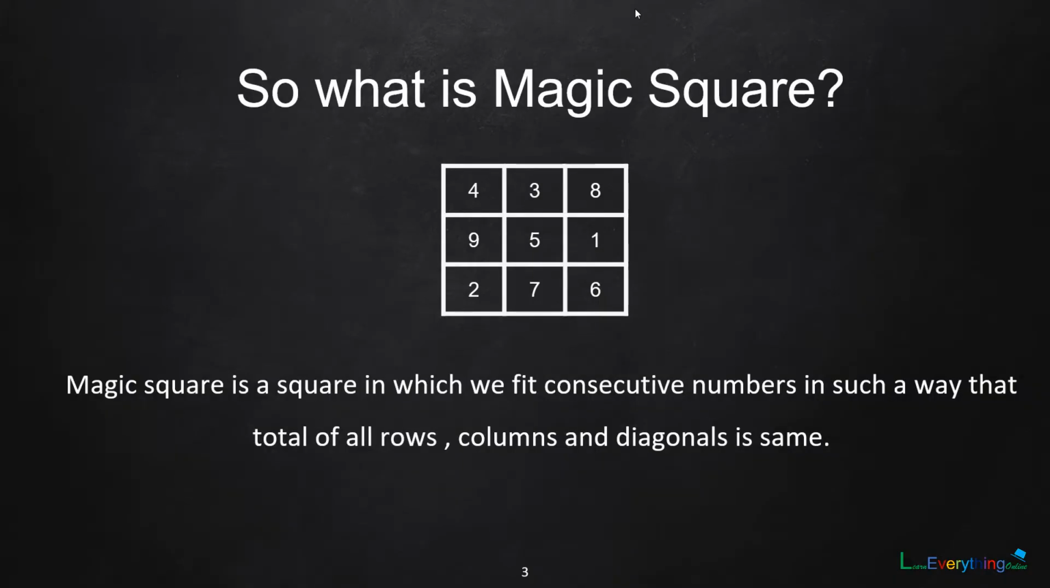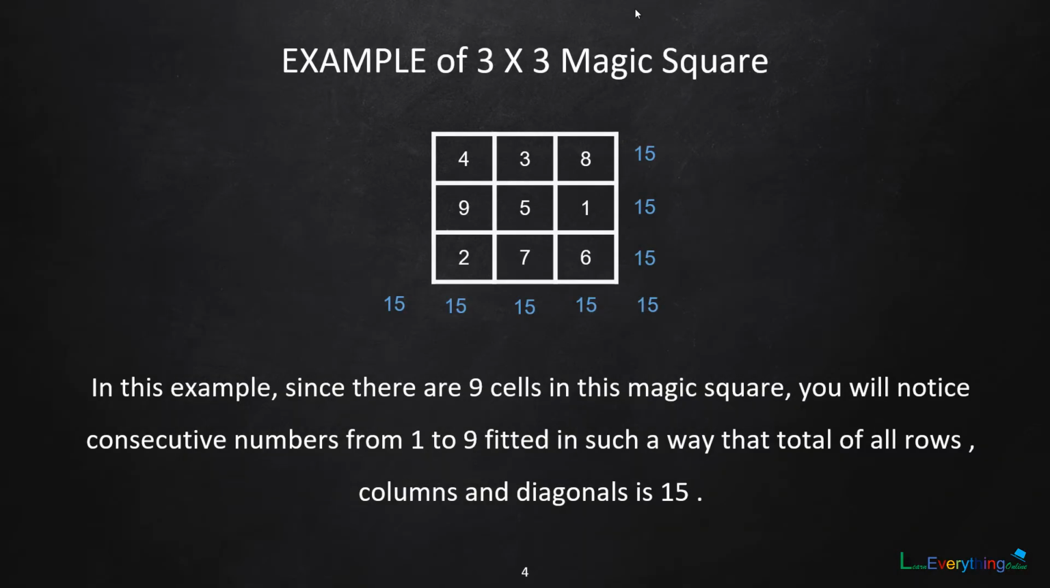So what is a magic square? A magic square is a square in which we fit consecutive numbers in such a way that the total of all rows, columns and diagonals is the same. In this example, since there are 9 cells in the magic square, you will notice that the consecutive numbers from 1 to 9 are fitted in such a way that the total of all rows, columns and diagonals is 15.